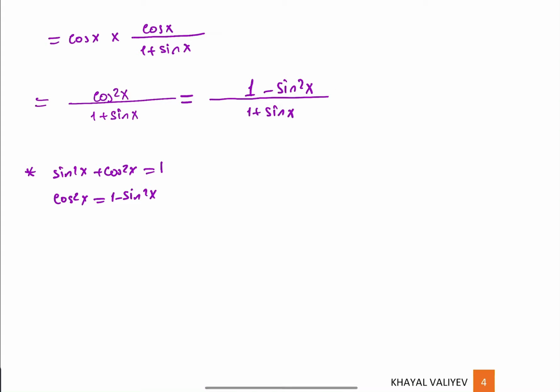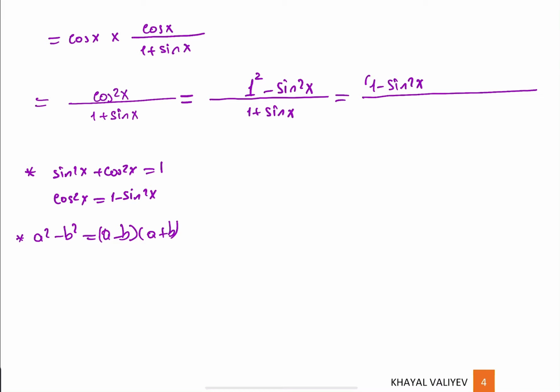It's not simple. I have to do one more thing. I'm going to use this formula: a squared take away b squared means a take away b multiplied by a plus b, right? So this is actually 1 squared. That means I can write here 1 take away sine x, sorry, just the sine x, because this is the formula telling us, and 1 plus sine x, over 1 plus sine x.